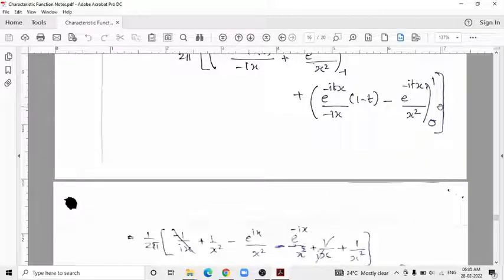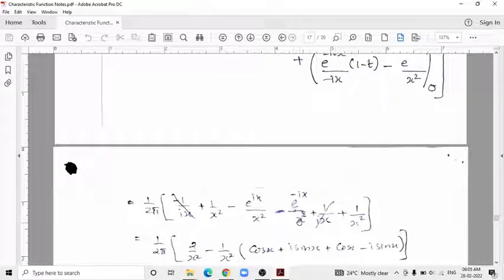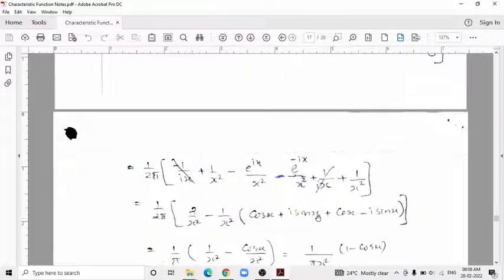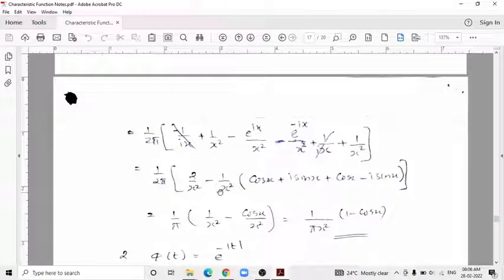Likewise, the second part of the integration, and here the limits are 0 and 1. When the upper limit is given, we get e raised to minus ix by x square and plus 1 by ix, and that's all, e raised to minus ix by x square, and for 0 to 1, the second two terms. So we can simplify this.